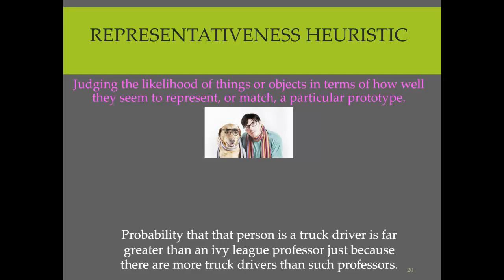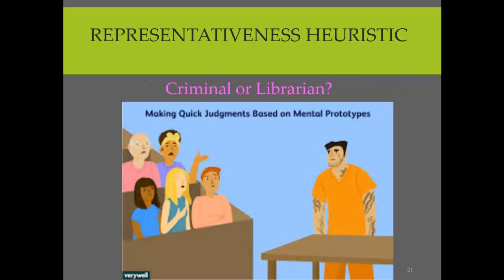But the probability that he is a truck driver is actually far greater because there's actually very few Ivy League professors. But so he, our prototype is he looks like what we think a professor looks like. But statistically, he's far more likely to be a truck driver. So we could be wrong.